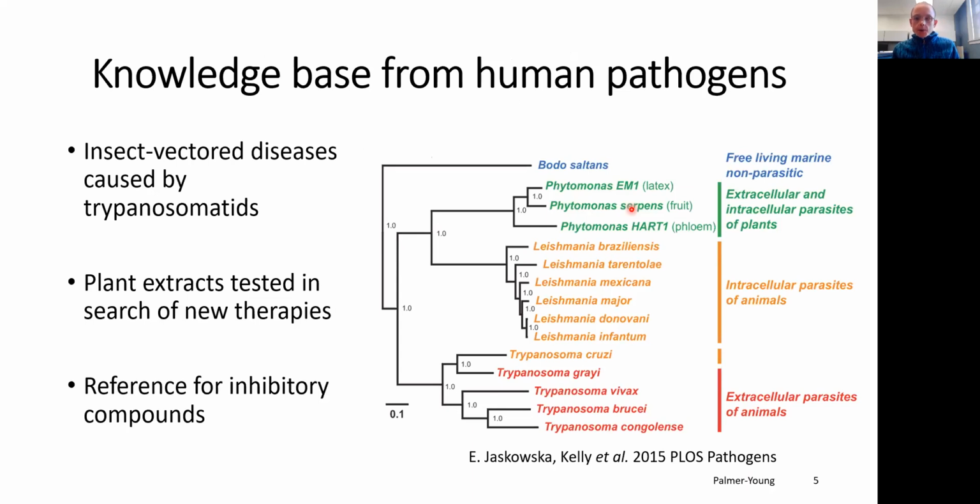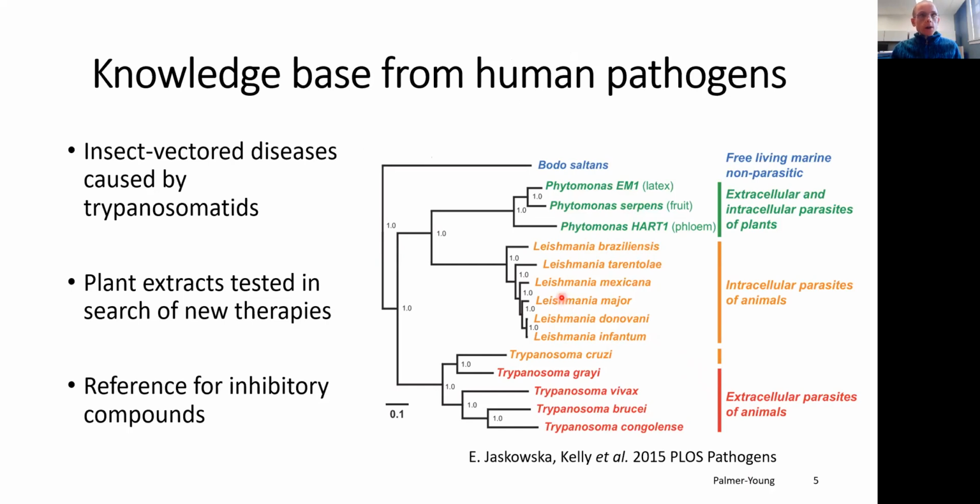Outside of entomology departments, the most well-known trypanosomatids are the insect-vectored species that infect humans, causing some of the world's most devastating parasitic diseases, including leishmaniasis, which is second only to malaria in its global burden of human morbidity.